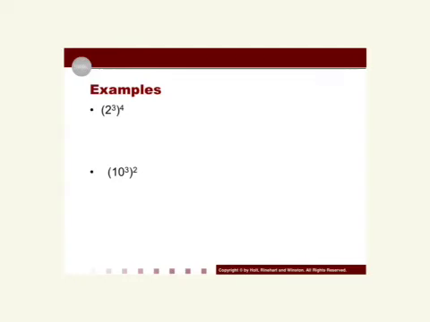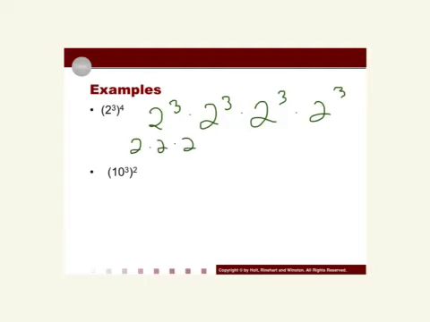Alright, now that we've introduced the two new properties, let's go ahead and put them into action with some examples. These examples would be great to write into your notes. The first example is 2 cubed to the fourth power. Now, let's teach this through expansion. 2 cubed to the fourth power means 2 cubed times 2 cubed times 2 cubed times 2 cubed. 2 cubed is 3 2's.